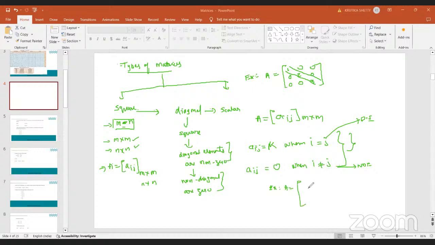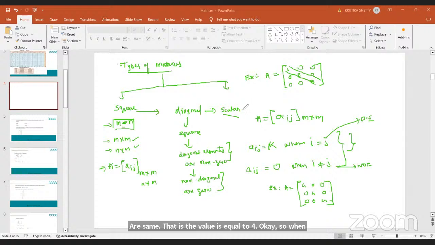Matrix A is equal to... see, in the case of a diagonal matrix, the diagonal elements have some values, but all these three numbers are different. But in the case of a scalar matrix, it is constant. So all these values will be 4: 4 0 0, 0 4 0, and 0 0 4. You can see all the diagonal elements are the same, that is, the value is equal to 4. So when all the diagonal elements are the same, such a matrix is said to be a scalar matrix. Hope the definition is clear.